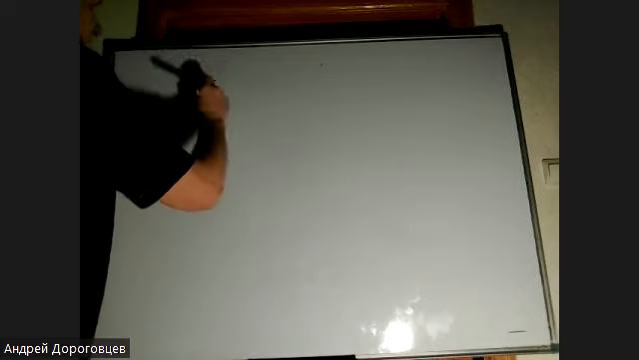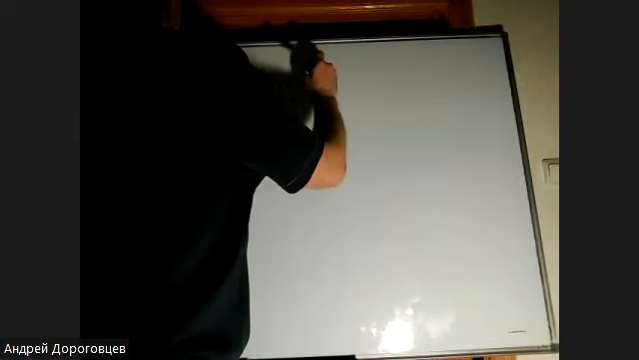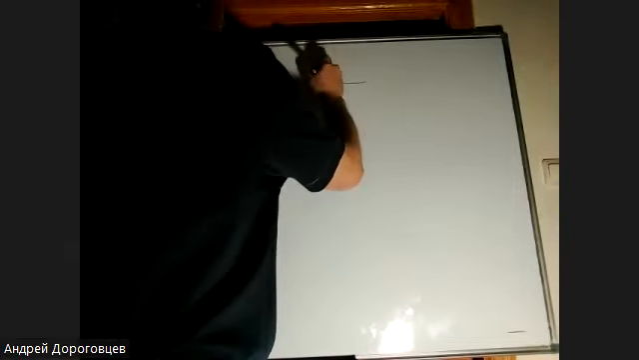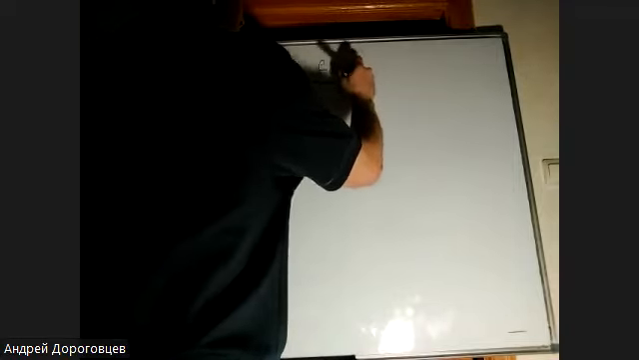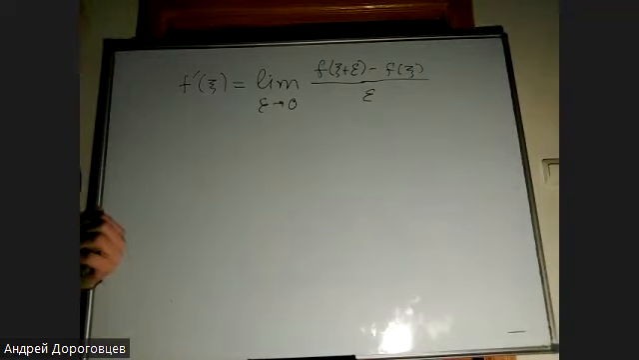As you remember, we discussed the natural definition of the derivative. If we have a good function f, then f prime of psi must be equal to the limit, as epsilon tends to 0, of 1 over epsilon times (f of psi plus epsilon minus f of psi). So this is the usual definition.